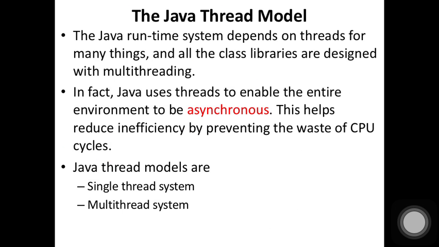And we'll see the next one. Next topic is Java thread model. Usually Java will have two types of threads, single threaded and multi-threaded. The programs we covered so far come under single threaded applications, and from now we will see how to create one more thread in a program, and two or more threads can run parallelly. In fact, Java uses threads to enable the entire environment to be asynchronous.